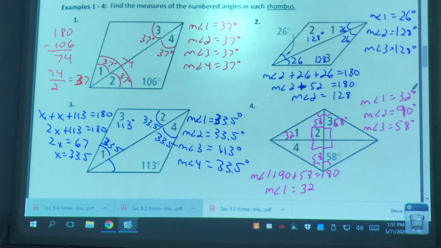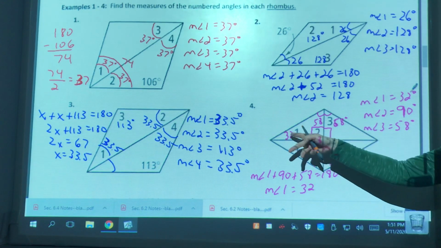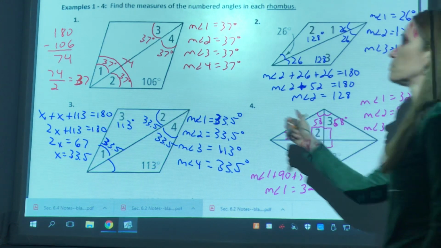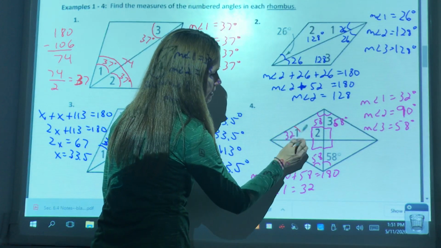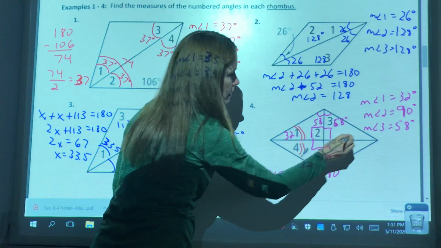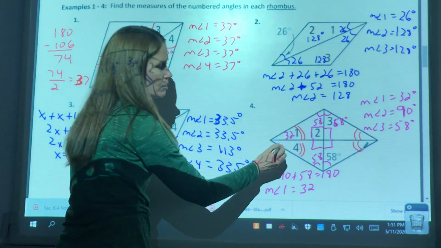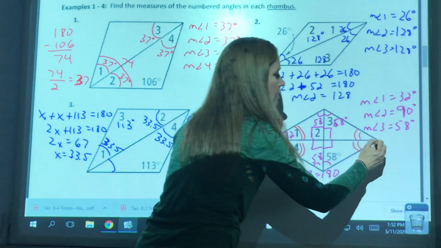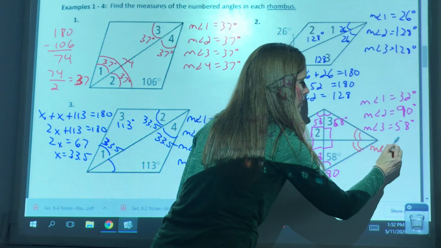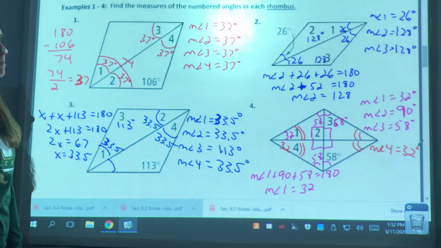And then remember what we talked about again, diagonals of a rhombus bisect the opposite angles. That means that all 4 of these angles must be congruent. Show that with a different color. I know that this angle, this angle, this angle, and this angle must all be congruent. So if that one's 32, this one must also be 32. So I know that over here, measure of angle 4 must be 32 degrees. Okay?